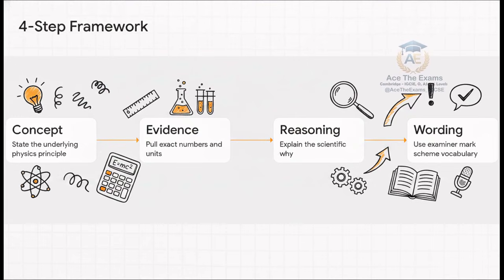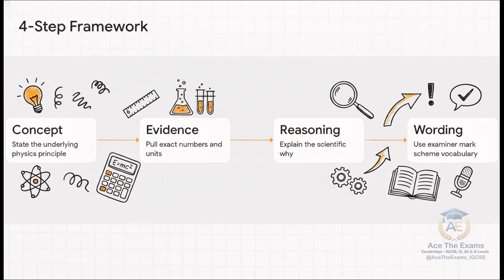Step 2. Evidence or data. This is where you pull the exact numbers from the question, plug them into the correct equation, and, crucially, as we just learned, include the required units. Step 3. Scientific reasoning. You can't just drop an answer and run, you must explain the why. How does the data connect back to the concept?